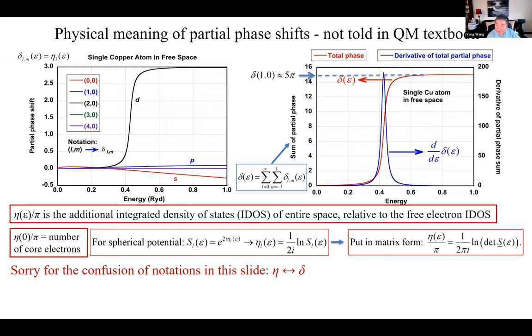All right. Why is this useful? Before I say that, this is copied from a previous slide: the T matrix can be written in this form. I showed this already. You can calculate the S matrix, and you can calculate the T matrix.